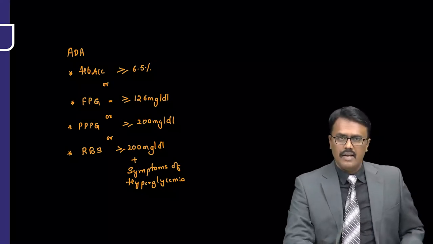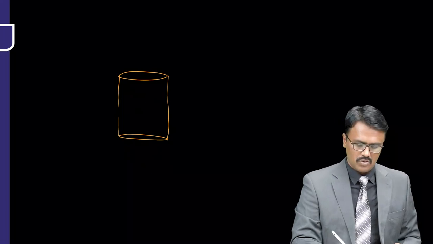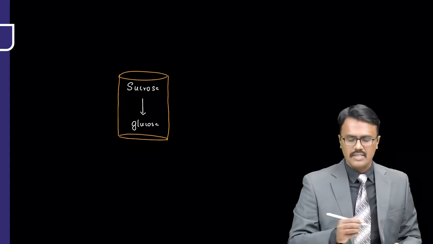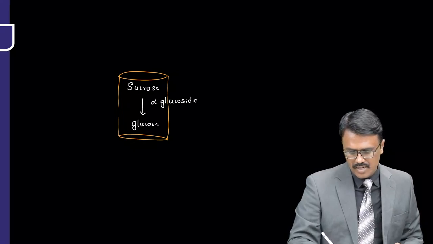So once we understand the diagnosis, let us come to another important aspect, the concept. How do we understand the drugs used in diabetes? We need to understand the pathophysiology of diabetes, and that is easier for us. So how do we understand that? To understand that, let us start. The starting is the presence of glucose in the intestine. This is the intestine, and you know that sucrose is converted into glucose in the intestine, and the enzyme which converts that is called alpha glucosidase.